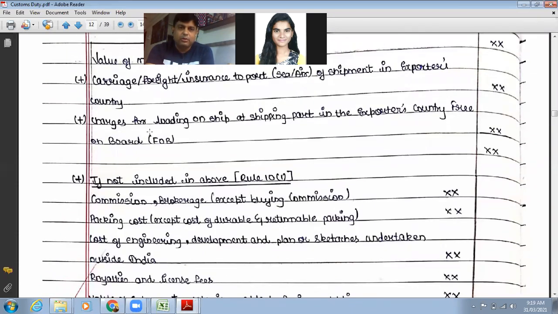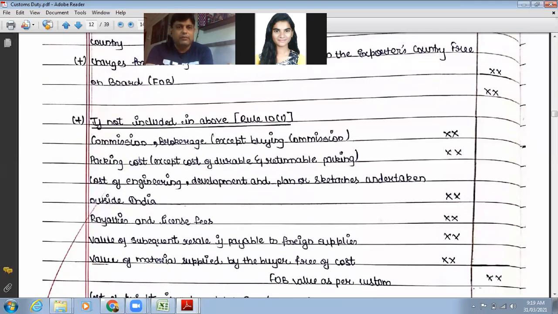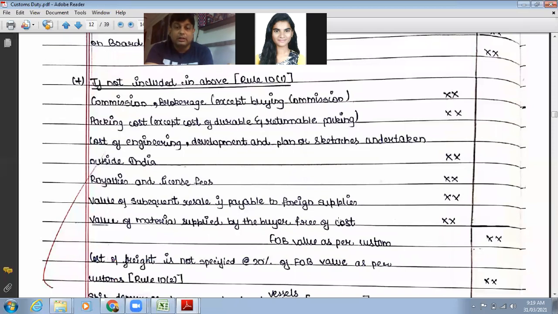This is the free on board without taking rule 10(1). What have we included? Of course, the ex-factory price, carriage, freight, insurance, and loading charges. This is inclusive of commission, brokerage, packing, engineering, royalty, if it is required. Try to understand, all this will be required to be paid to the exporter or not? Yes, that is the free on board charge for customs. Still here they will include it as a cost of value of those supplies.